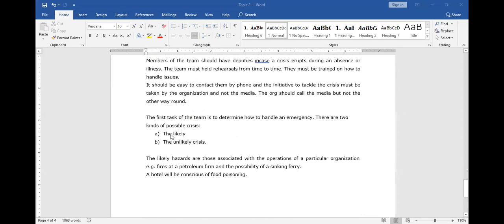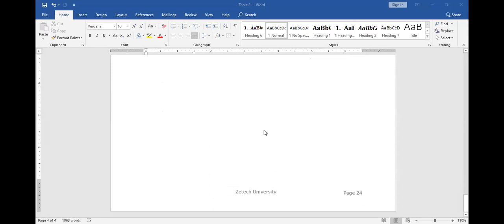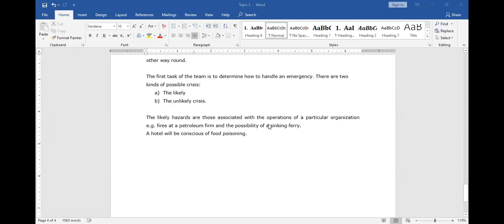So when you talk about a crisis, it can be likely or unlikely. The likely crisis is the one that you know will happen. It's likely to happen. The unlikely crises are things like maybe an earthquake. You know very well, you have lived in Kenya for a very long time. You have never heard of crises like earthquakes. And if they are there, they are very minimal. Those ones are unlikely crises. The likely one is fire. Fire is likely. Employees going on strike is very likely. And so on and so forth.